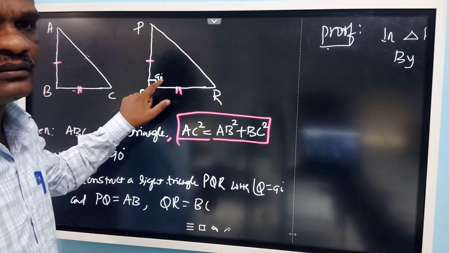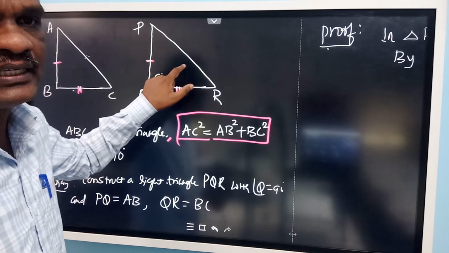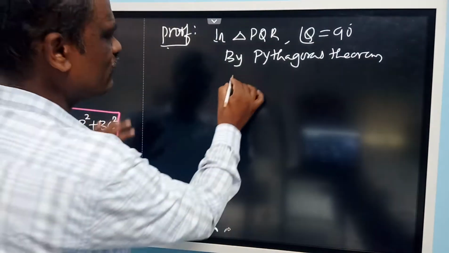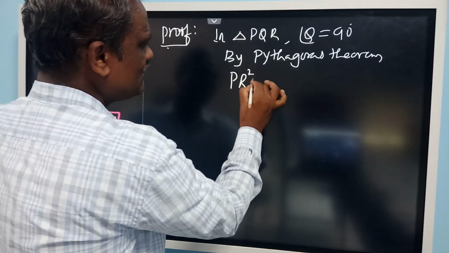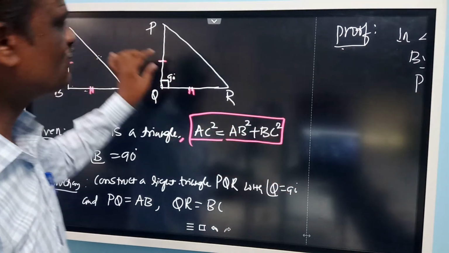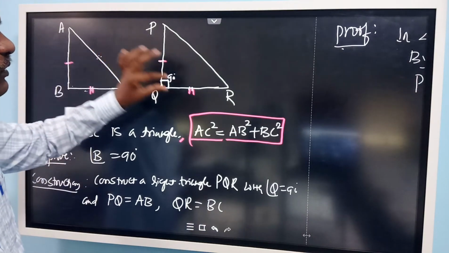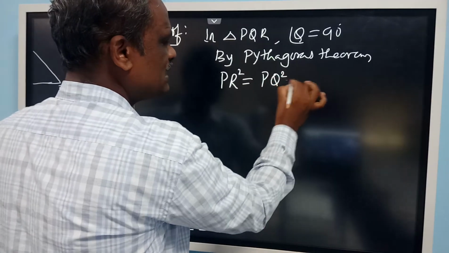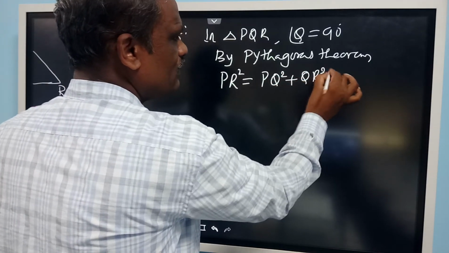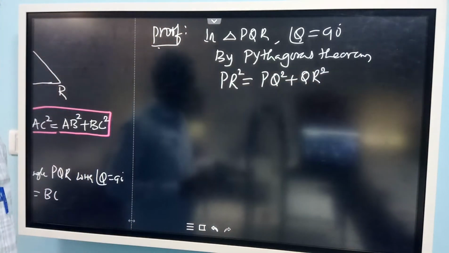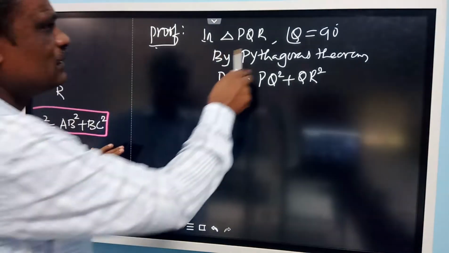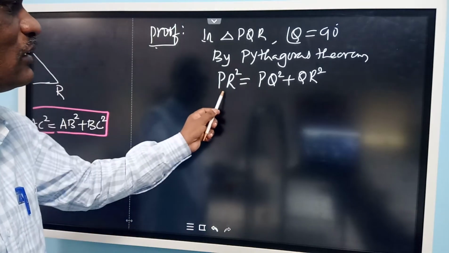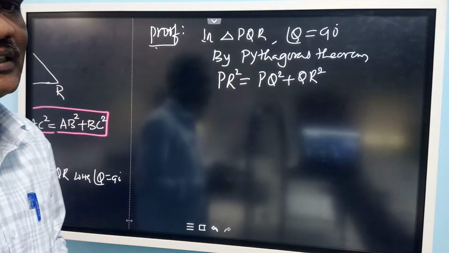This is 90 degree. The side opposite to the 90 degree is called the hypotenuse. The square on the hypotenuse, that means PR square, is equal to the sum of the squares on the other two sides: PQ square plus QR square. We have applied Pythagoras theorem here.